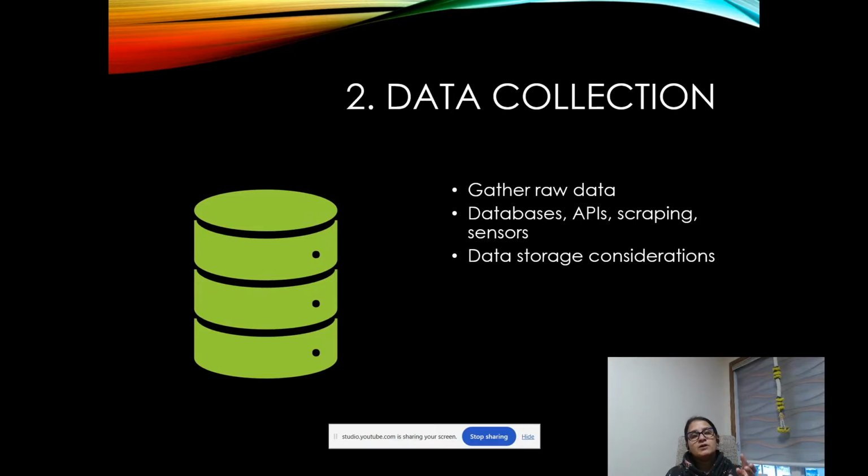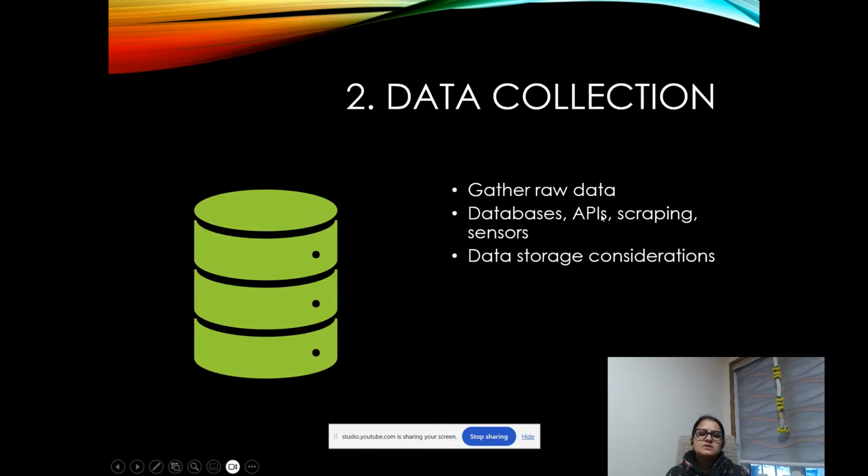If your stakeholder comes to you and provides only 1,000 records, but to build a model you need more records, you ask the stakeholder to provide more data. But they tell you, just collect the data from this website, collect the data from this database, scrape the data from here. So being a data analyst, it is your duty to collect the data. And for that, you need to gather the raw data. You should be aware of databases, APIs, scraping, sensors, data storage considerations.